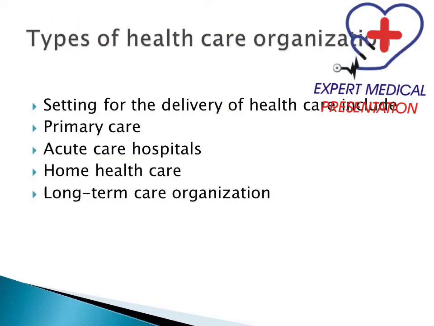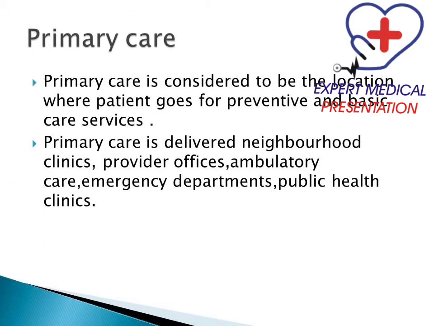Types of healthcare organization. Settings for the delivery of healthcare include primary care, acute care hospitals, home health care, and long-term care organizations. Primary care. Primary care is considered to be the location where patients go for preventive and basic care services. Primary care is delivered in neighborhood clinics, provider offices, ambulatory care, emergency departments, and public health clinics.